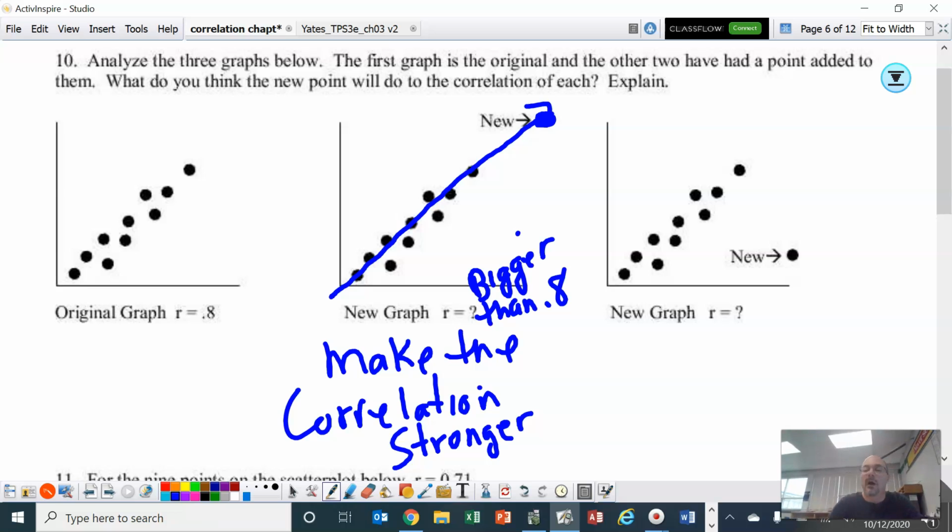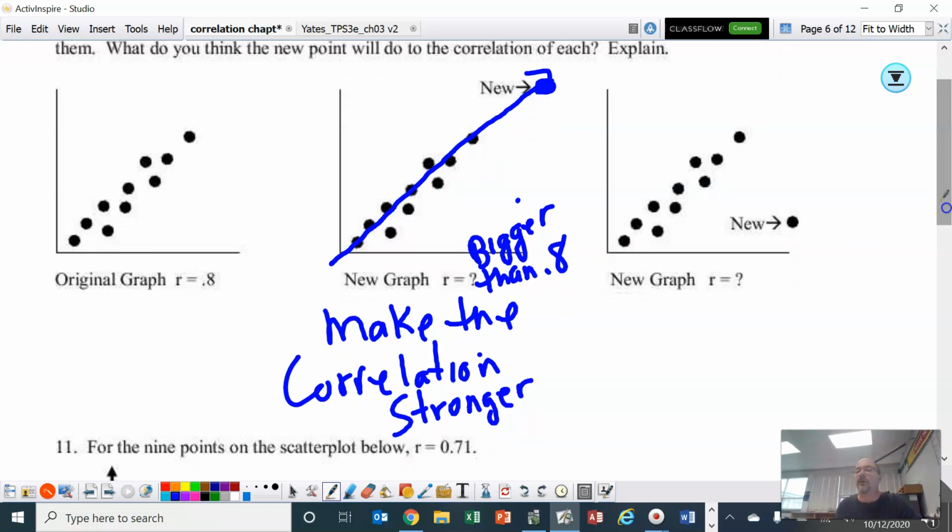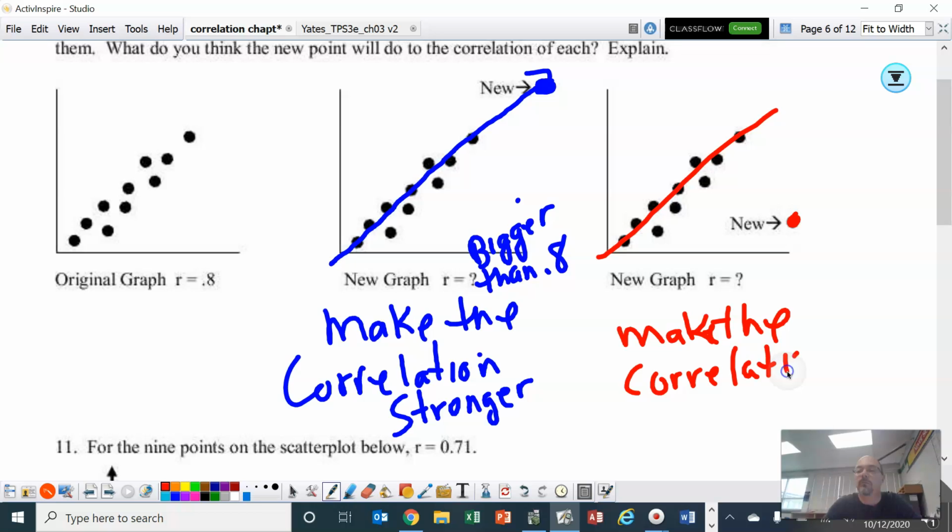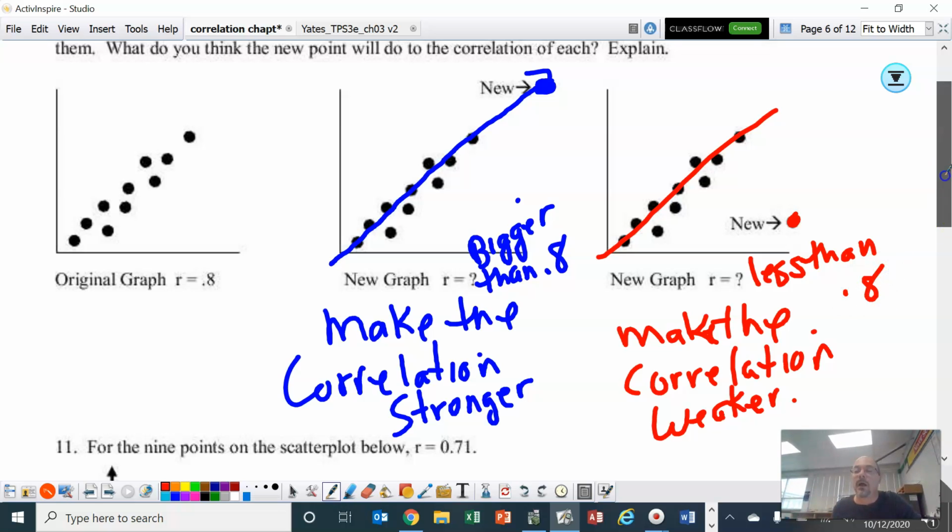All right. So obviously this one over here, okay, now both of these are outliers, but look at where this dot is in relationship to that other one. It is not in the pattern. So it's going to make the correlation weaker. And obviously the R is going to be less than 0.8. We don't know exactly what it's going to be. All right.